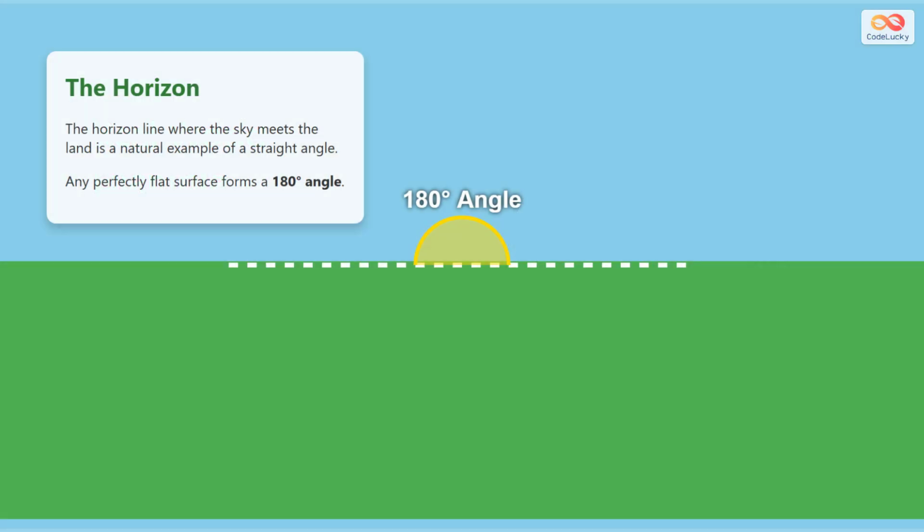Another beautiful example is the horizon. When you look at the ocean or a flat field, the line where the sky meets the earth forms a flat, straight line. This is essentially a giant straight angle stretching across your view.